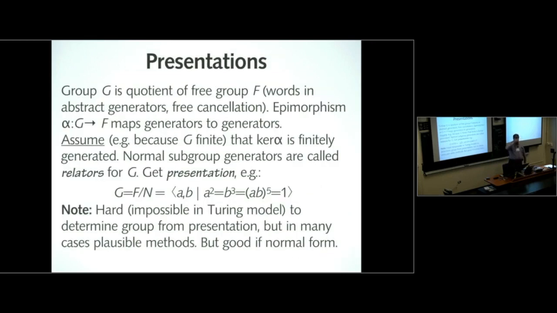Okay, so the next topic I need is what is called a presentation. And I'm not sure whether you've all seen this. So the idea is that we can write every finitely generated group as a quotient of a finitely generated free group. And since it's a quotient, there is a kernel. Generators for the kernel as a normal subgroup are called relators.